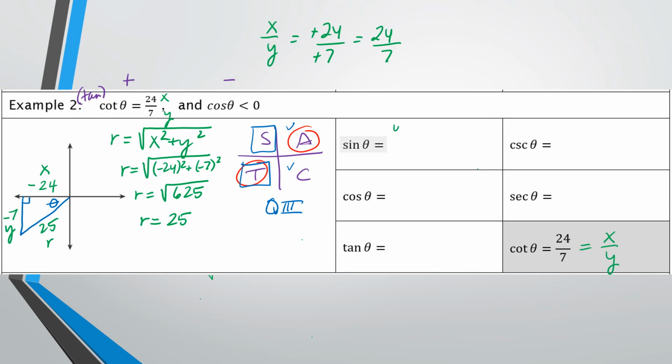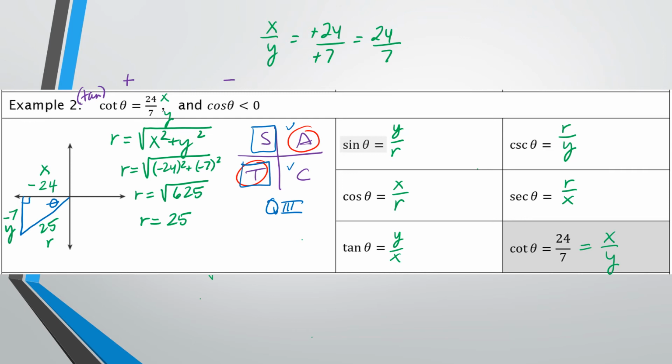All right, so sine is y over r, which means cosecant is r over y. Cosine is x over r. That means secant is r over x. And then we already talked about cotangent being x over y. That means tangent is y over x. All right, so now all we have to do is plug stuff in.